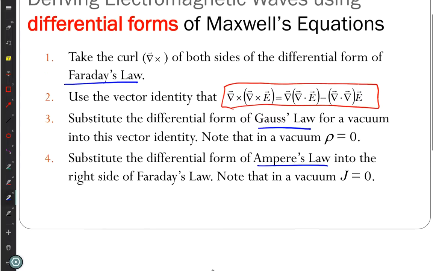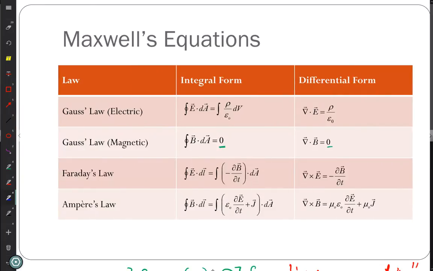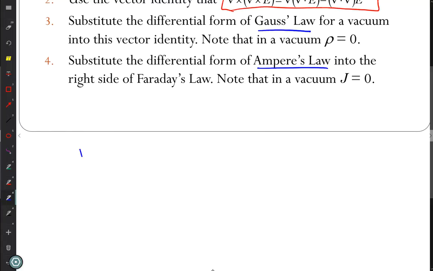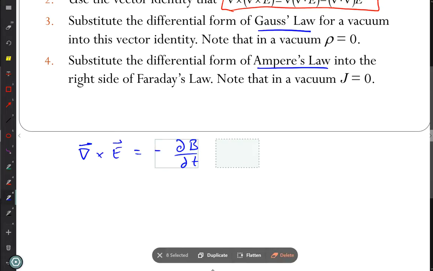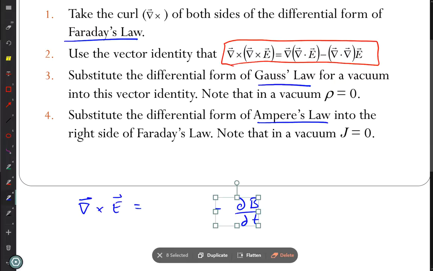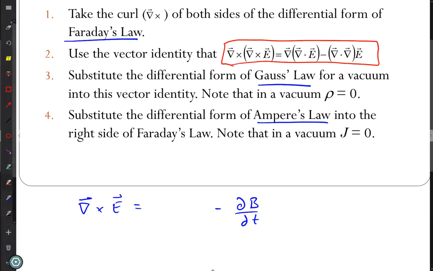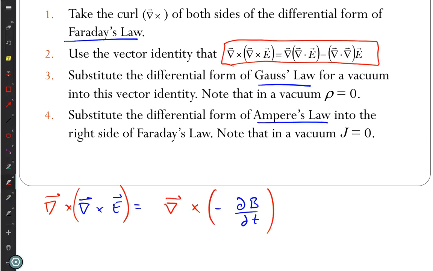So what is Faraday's law of induction? Faraday's law: del cross E is minus dB dt. Looks a little different than what we did before because we did the integral form. So del cross E is minus dB dt. So there we start. And what did I do with this equation? According to our instructions, take the curl of each one. So I'm going to add to this del cross. So there I took the curl of each side.